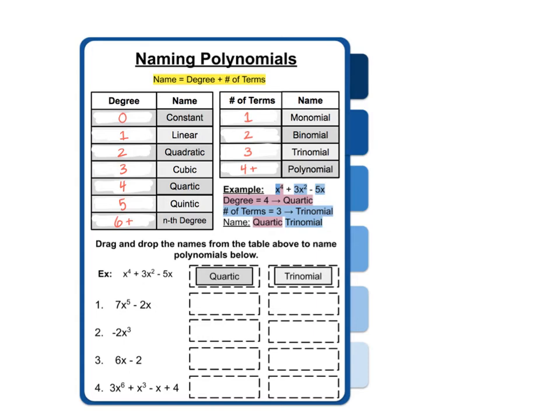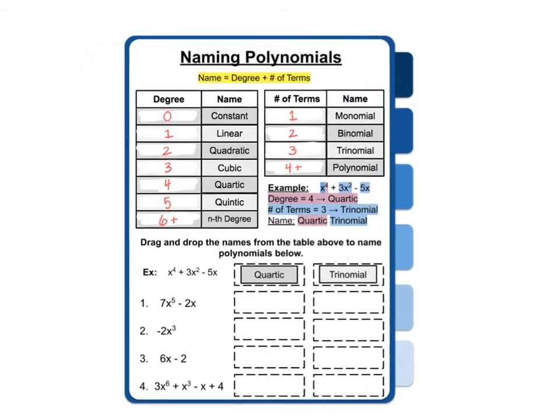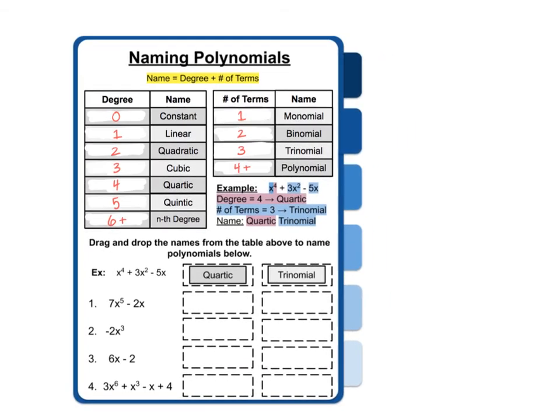So let's look at our first example. They had x to the fourth. We're looking at this one here. We had x to the fourth plus 3x squared minus 5x. Now we're going to need two parts for each of our names. This first part is going to come from this first table, and the second part is going to come from the second table. So remember, that first part is the degree, so it's the biggest exponent we have.